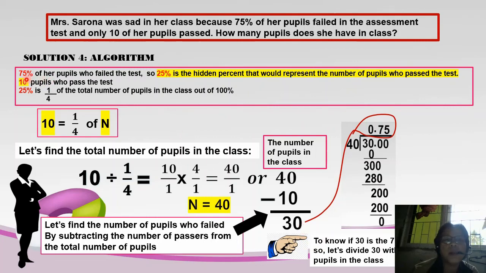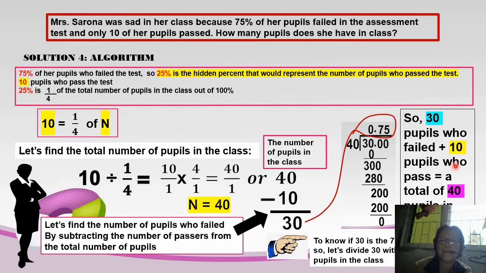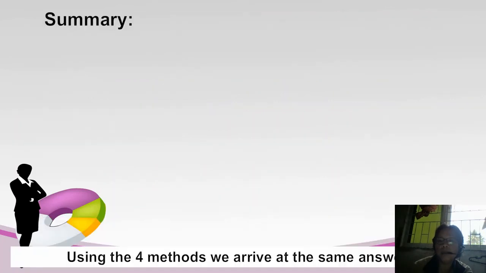According to the problem, there were 75% of her pupils who failed the test. So 75% were 30 pupils who failed the test, plus the 10 pupils who got passed from the test, a total of 40. So the answer to the question, how many pupils does she have in class? Mrs. Arona has 40 pupils in her class. Alright?